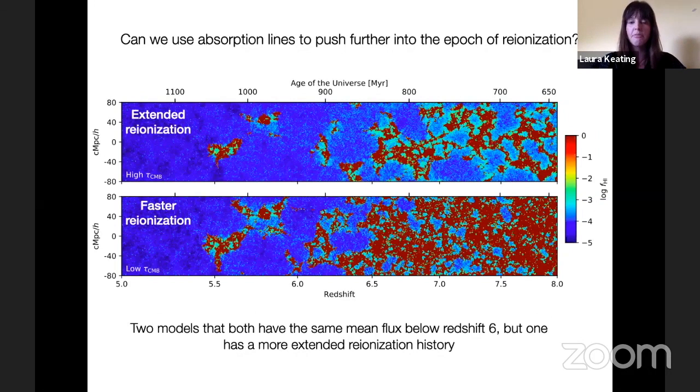So moving forward, can we use these absorption lines to learn something more about the epoch of reionization? Because everything I've showed so far is below redshift 6. So I'm showing here 2 different simulations with 2 different reionization histories. The top one shows a more extended reionization. So the universe, in that case, is about 50% ionized at redshift 8.5 or so. And the bottom one is a faster reionization, where the universe is 50% ionized at redshift 7. But crucially, both of these models have reionization ending at the same redshift. So again, just below redshift 5.5. So they both match the mean flux below redshift 6, although they're very different at higher redshifts.